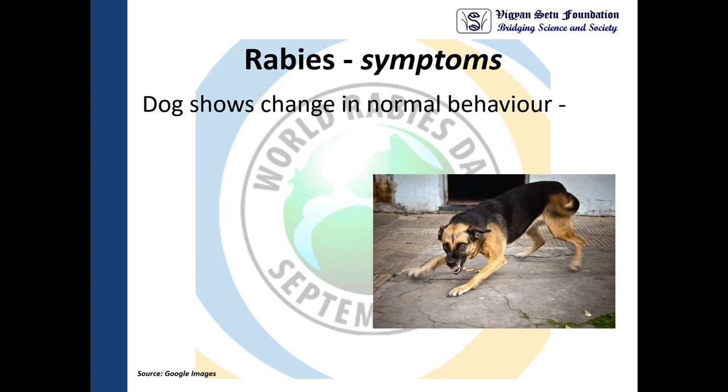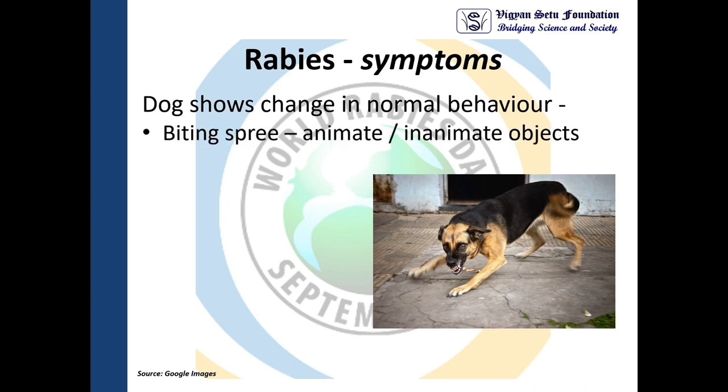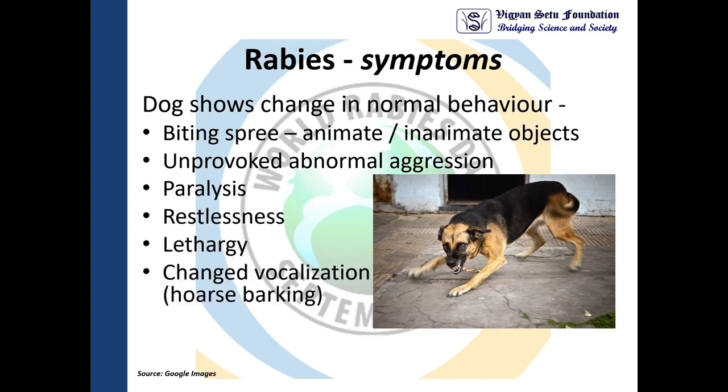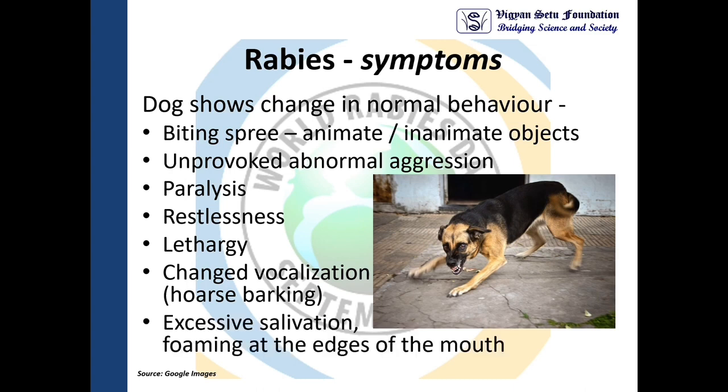Dogs that have rabies infection show change in their normal behavior, which includes a biting spree irrespective of whether it is animate or inanimate objects, unprovoked abnormal aggression, paralysis or incoordination in the movement, restlessness, lethargy, changed vocalization like hoarse barking or growling, or sometimes being unable to bark or make any kind of sound, and excessive salivation, including foaming at the edges of the mouth.